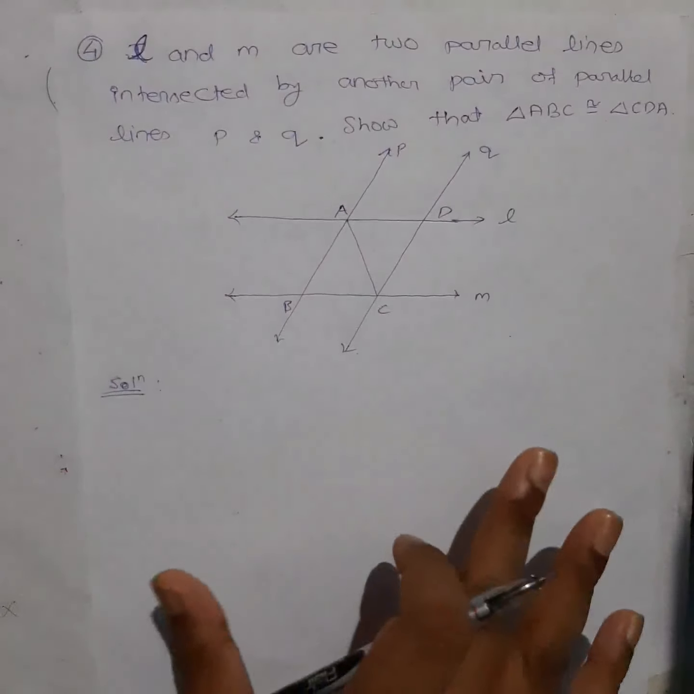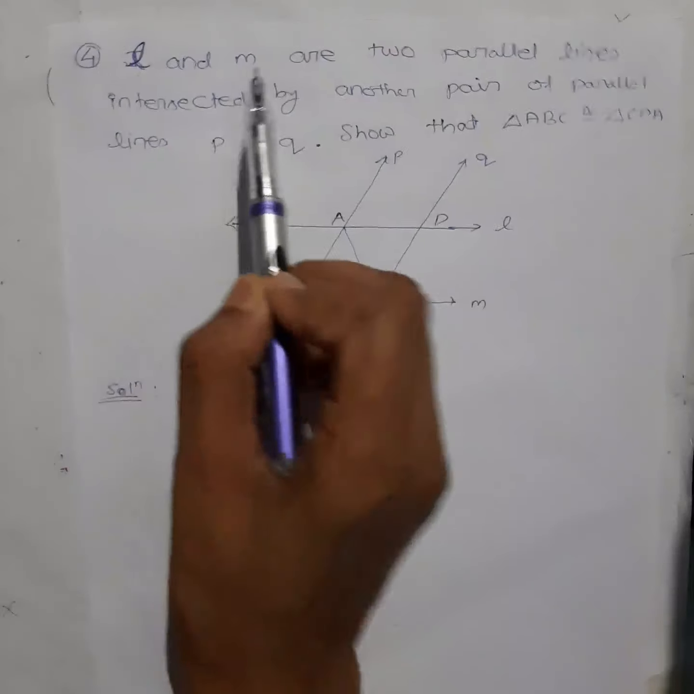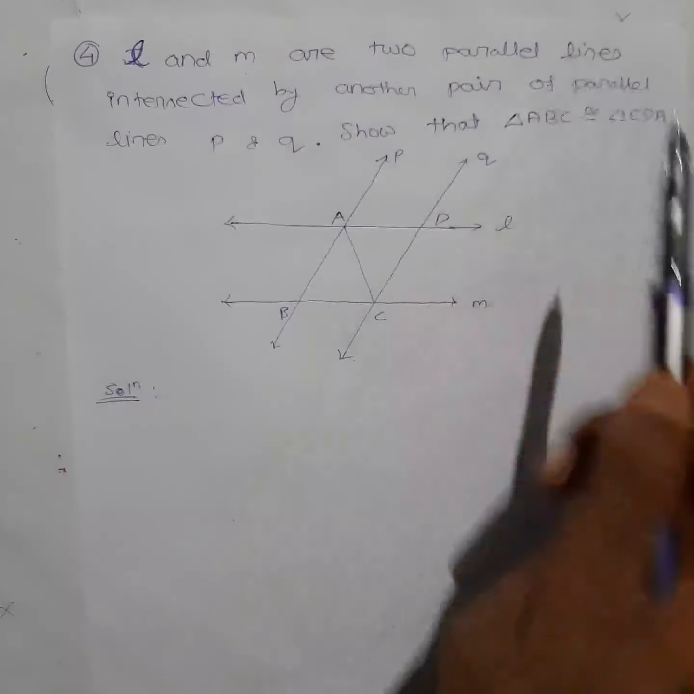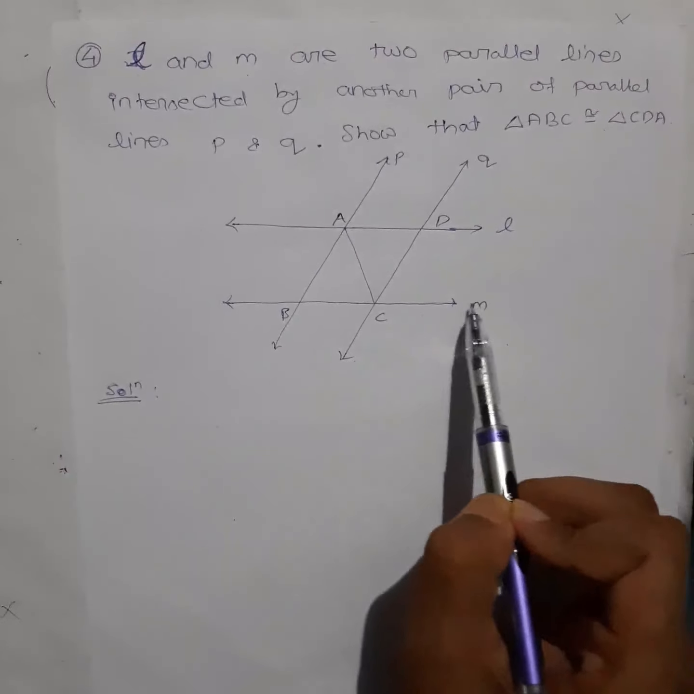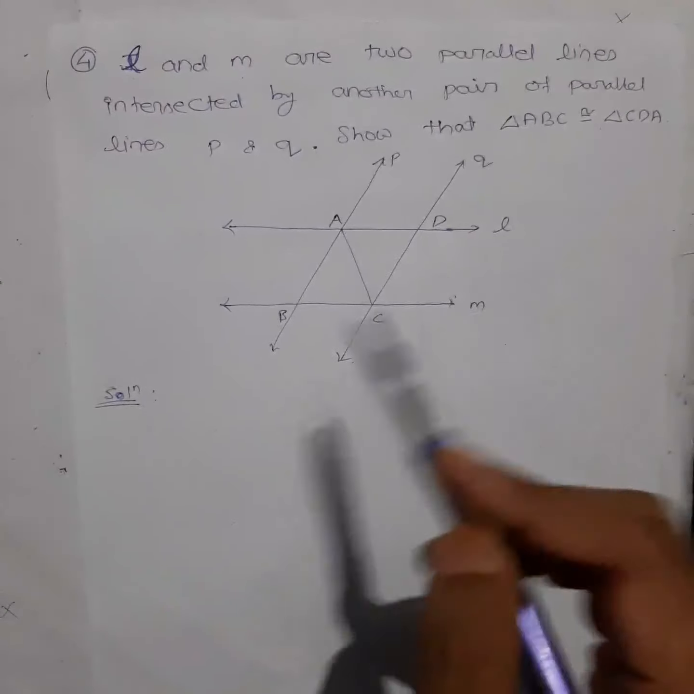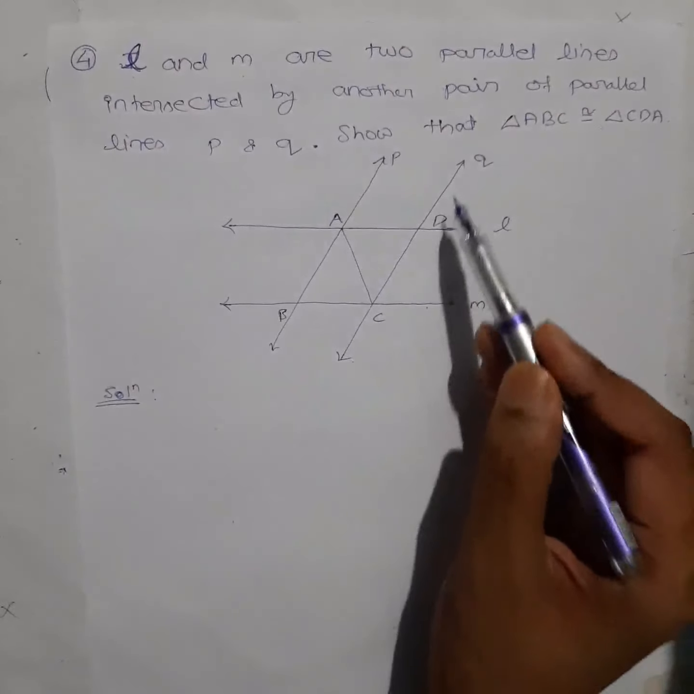Okay, student, next is question number 4. So what it says, L and M are two parallel lines. So they have said that this line and this line, L, M, they are parallel to each other, and we know properties of parallel lines. Remember, if these two are parallel, then what will happen?